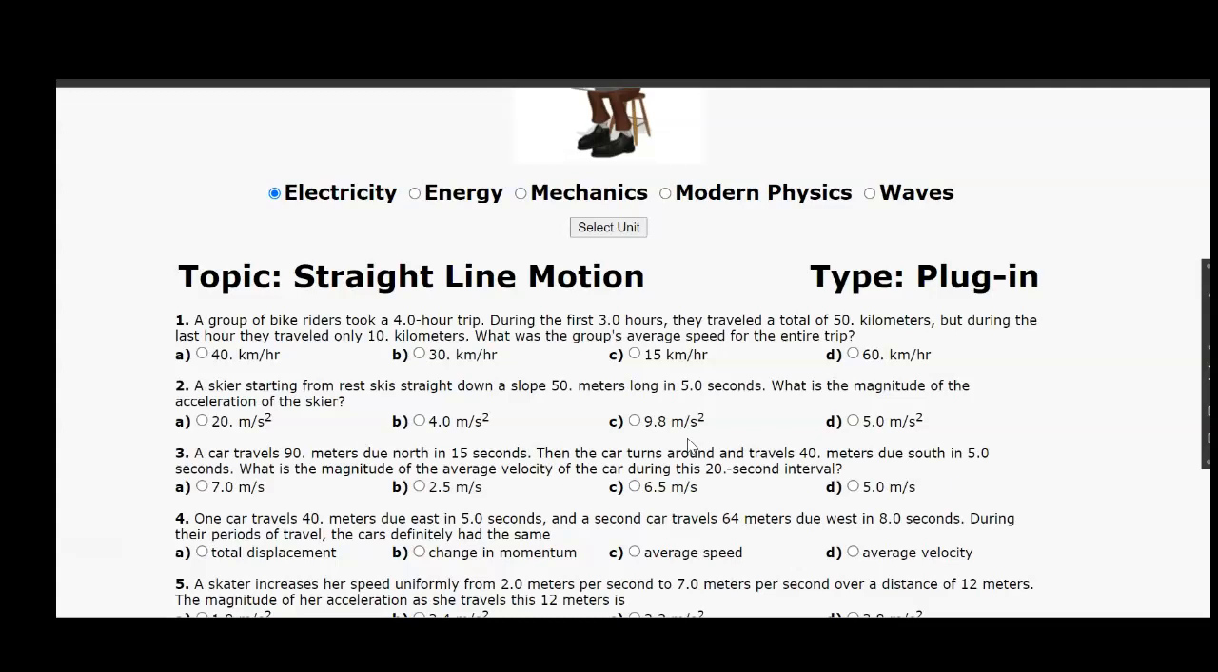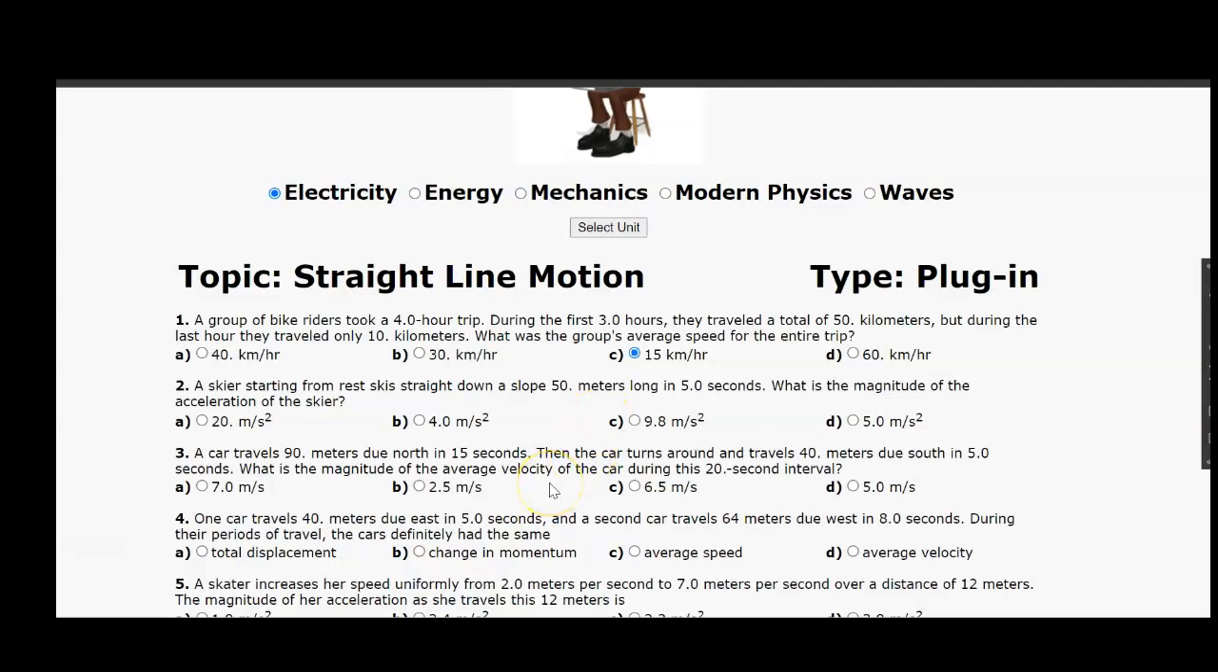So maybe you want to pull this up so you can see. It's a 4-hour trip. That was your delta T. You went 50, then you went 10. How do you do this? V is delta D over delta T. Am I remembering this correctly? Yeah, this is a homework question. Do you remember this from the homework? You traveled 50 and 10, that's 60, and you did it in 4 hours. Isn't it 60 divided by 4, which is 15?